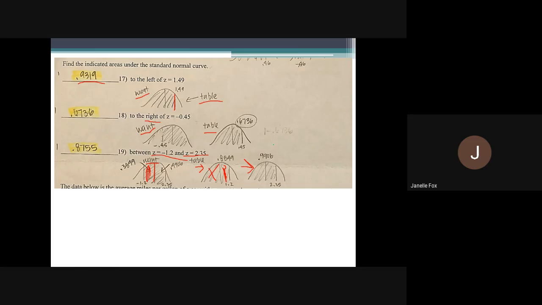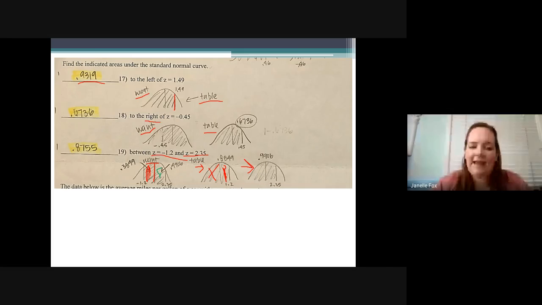And then to get the other one, I did my positive 2.35, and it gave me this on my table. But again, this value right here is the same as just this part right here. And so that means all of this over here needs to leave. So I took my 0.9906 and subtracted 0.5. Why am I doing 0.5? Because to the left of the zero line is half of the data. Then I added those two values together and got 0.8755.